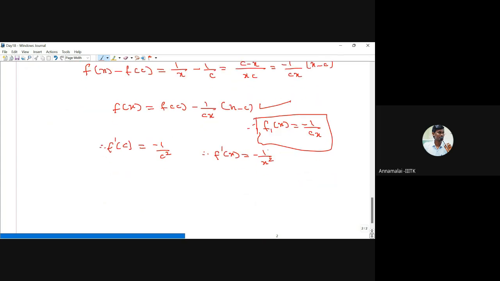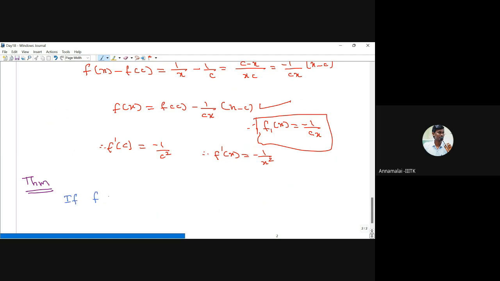The next theorem is, if it is differentiable, then it should be continuous. So every differentiable function is continuous, but a continuous function need not be differentiable. An example is mod x. Mod x is a continuous function, but is not differentiable at the point 0. So what is the theorem? Suppose f is differentiable at c, then it is continuous at c.